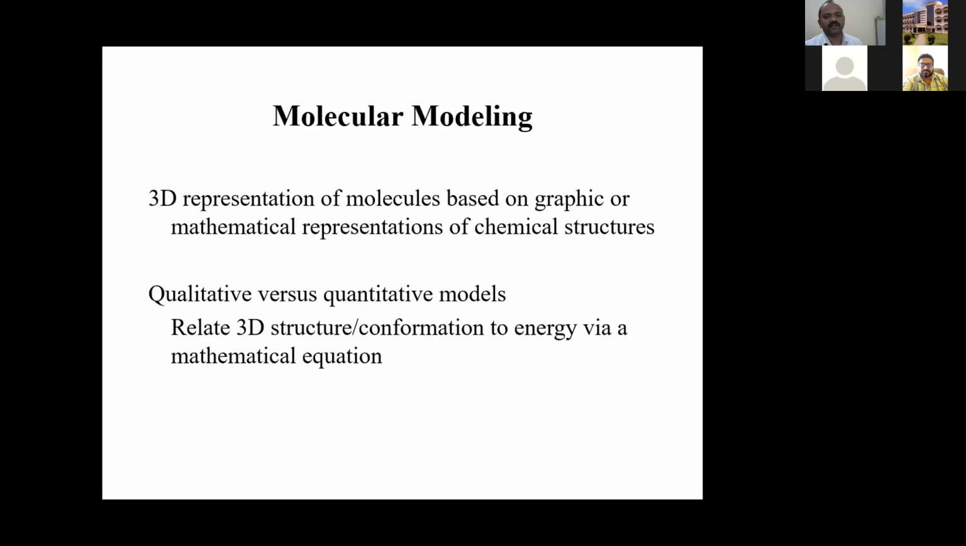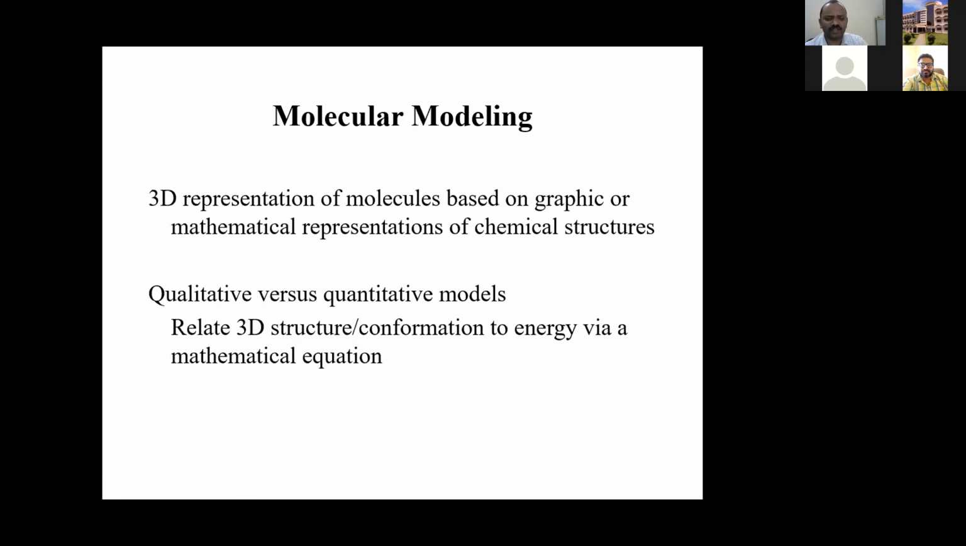Now in this context, many of your colleagues may talk about molecular modeling. What is this molecular modeling, my dear friends? People say, I am doing molecular modeling, I want to learn molecular modeling, like that.